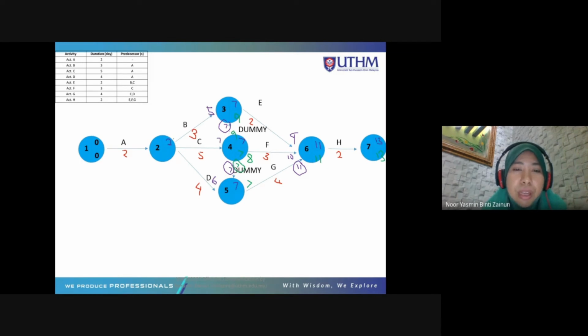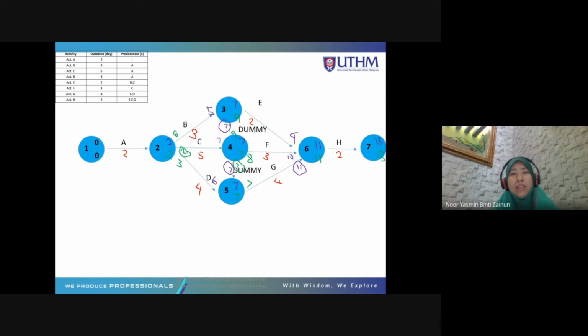Look at node number 2, you have 3 arrows coming out, so you have 3 choices also. So 9 minus 3 is 6. 7 minus 5 is 2, 7 minus 4 is 3. The smallest is 2. So 2. 2 minus 2 is 0.